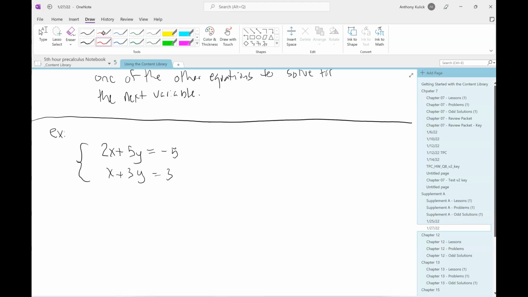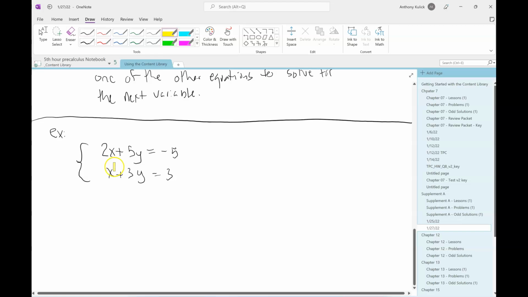What do you guys think? The bottom equation, okay, and which variable? Yeah, so that's right. So I would choose to get this x by itself.